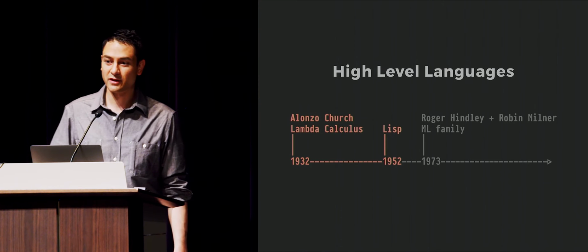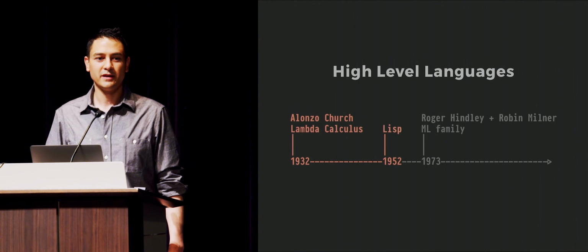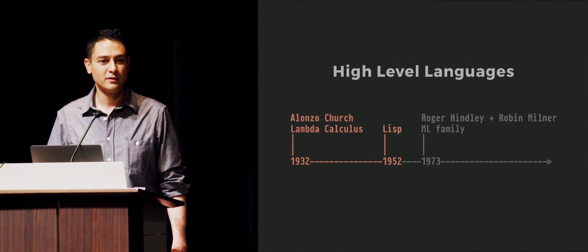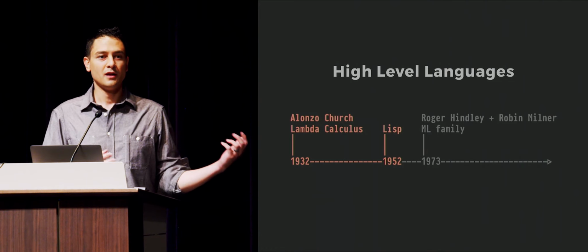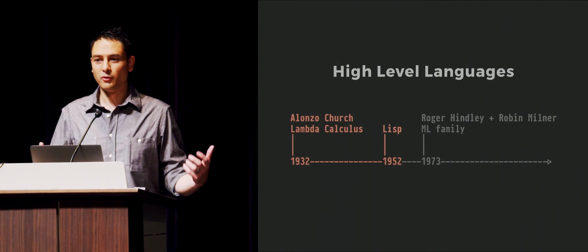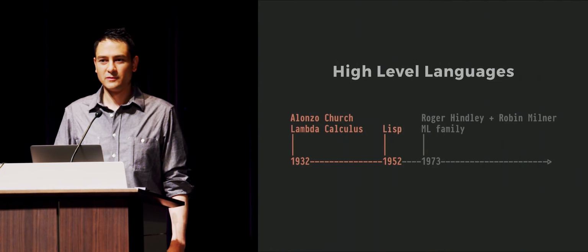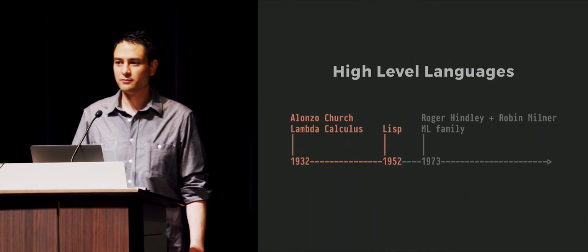All right, so it's not just mathematical theory, though. In 1952, we see the invention of the Lisp programming language family, which basically took lambda calculus and made it human usable. And it's actually running on real hardware at that point.